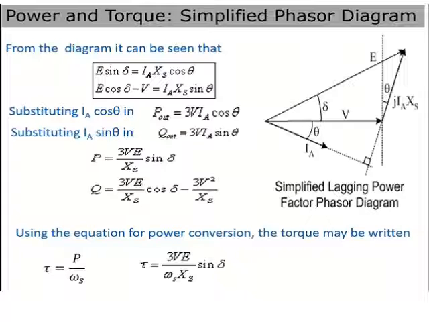Using the above equations, we can derive the torque equation. You know the formula of torque, that is torque is equal to power upon omega. So therefore, torque will be equal to 3VE by omega Xs sin delta.